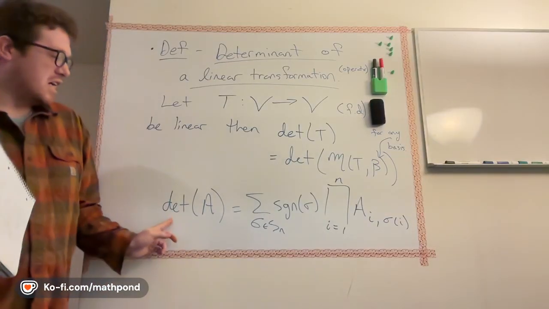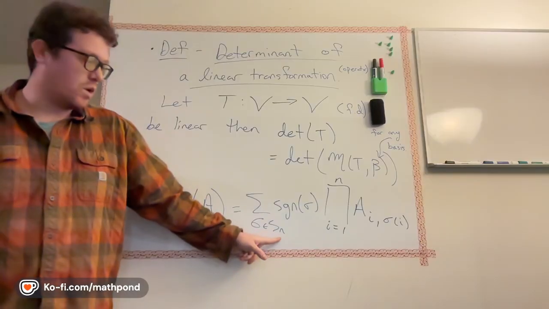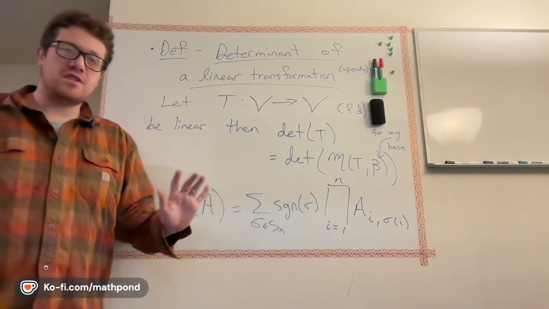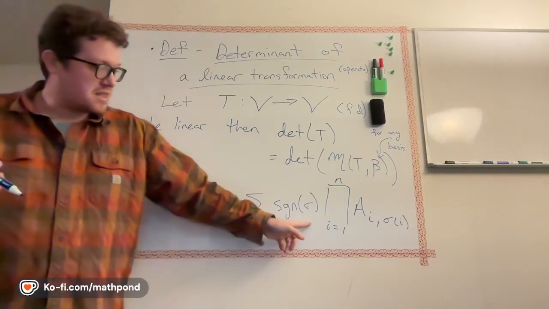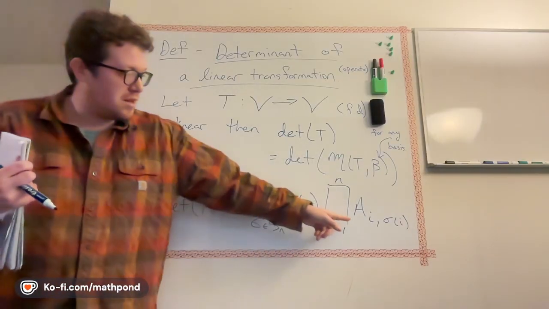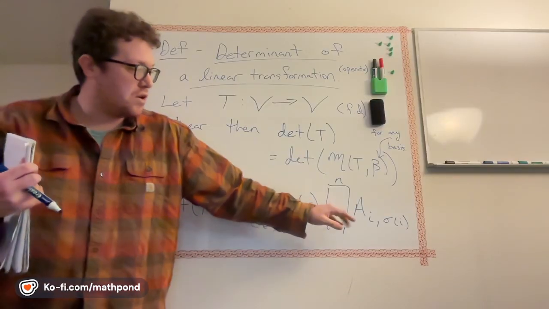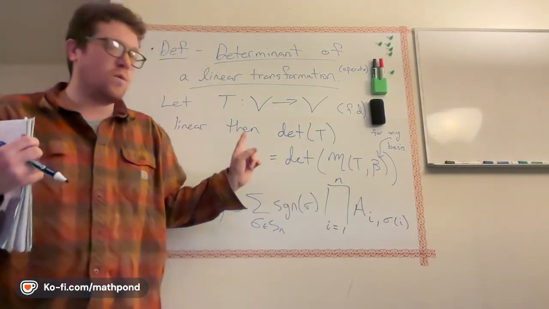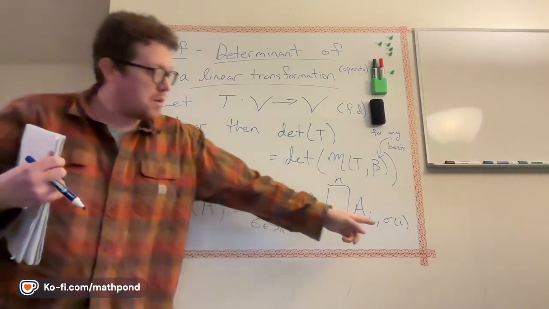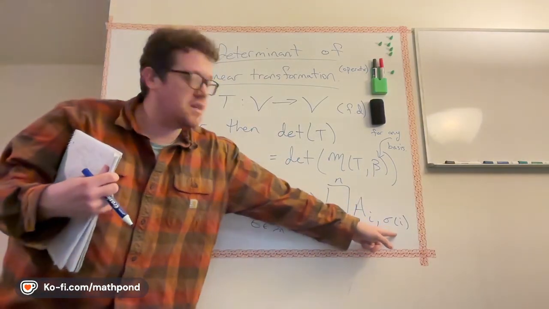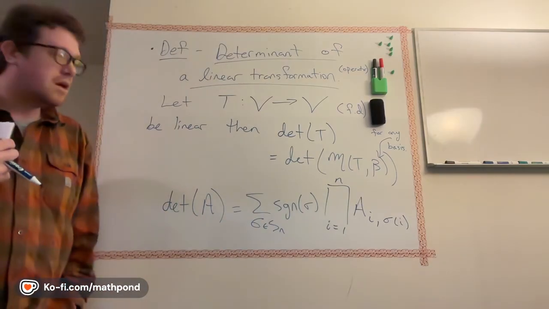But yeah, so the determinant of a matrix is a sum over all permutations in S_n. So all permutations of n things, there's n factorial of them. And then we take the sign of the permutation, and every entry of this sum is the product over all of these elements, where we're taking one element from each row and each column, but we're permuting which column it is by whatever the permutation is at the beginning of the sum.